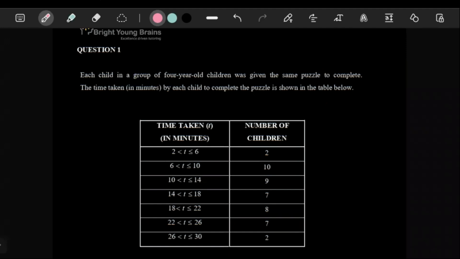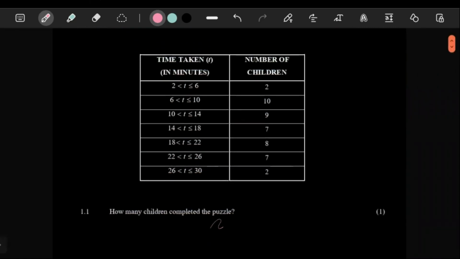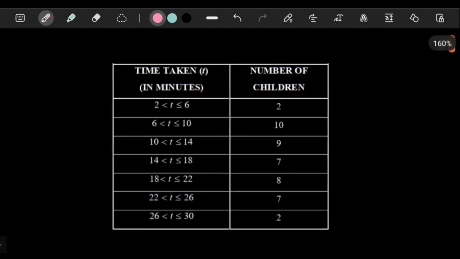So basically, children that took between 2 to 6 minutes, it was 2 of them. Between 6 to 10 minutes, it was 10. Between 10 to 14, it was 9, going on and on. So the idea is here they're asking us how many children completed the puzzle for 1 mark. So obviously, you're just going to add up these numbers, you see.